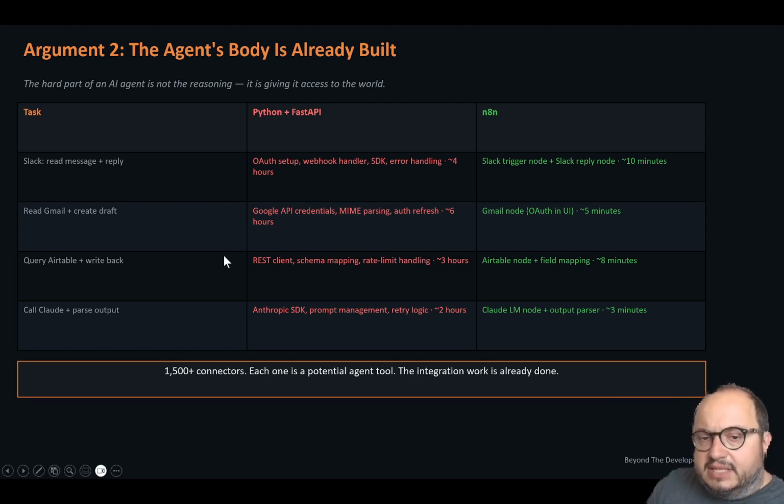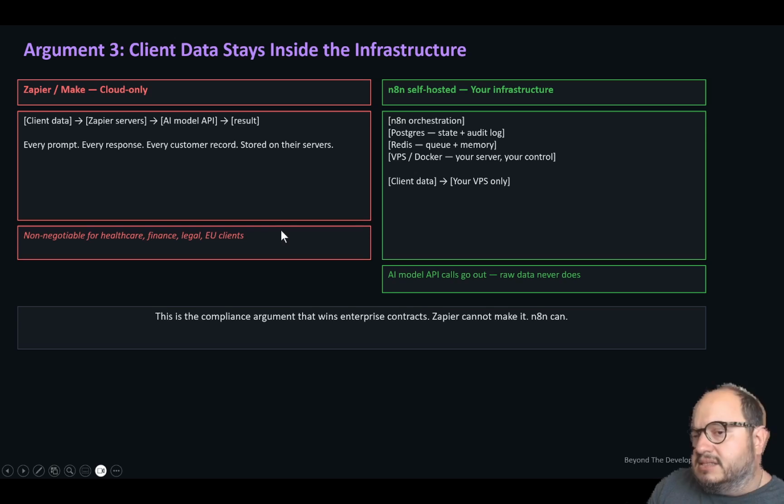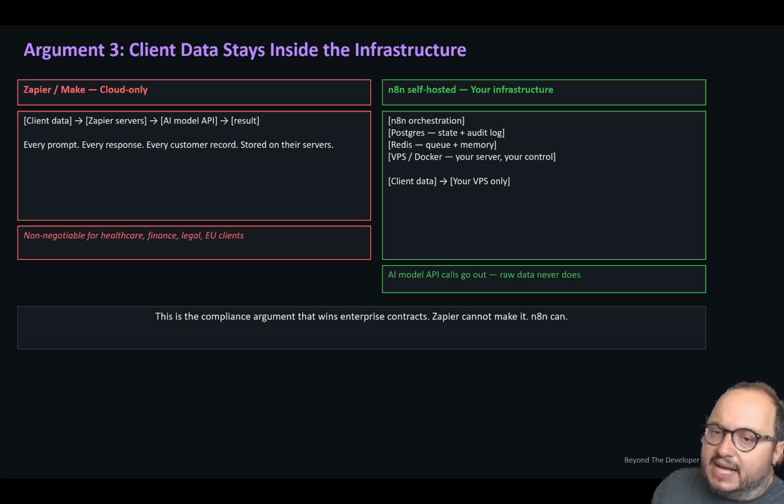The third argument is about where the data lives, and this one is often the argument that closes the enterprise contracts. Zapier and Make are cloud only. Every workflow, every prompt, every piece of customer data you process passes through their servers. For a lot of use cases, this is fine. For a growing number of enterprise and compliance-sensitive clients, it's a hard blocker. Healthcare clients cannot route patient data through a third-party SaaS. Legal firms cannot process privileged documents on external infrastructure. European clients have GDPR obligations that make cloud-only automation difficult to justify to their legal teams.